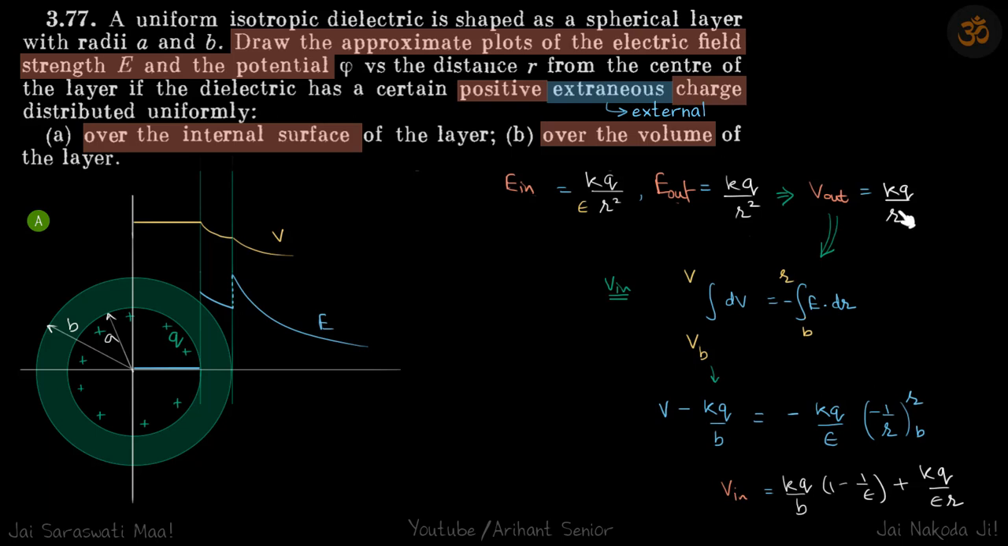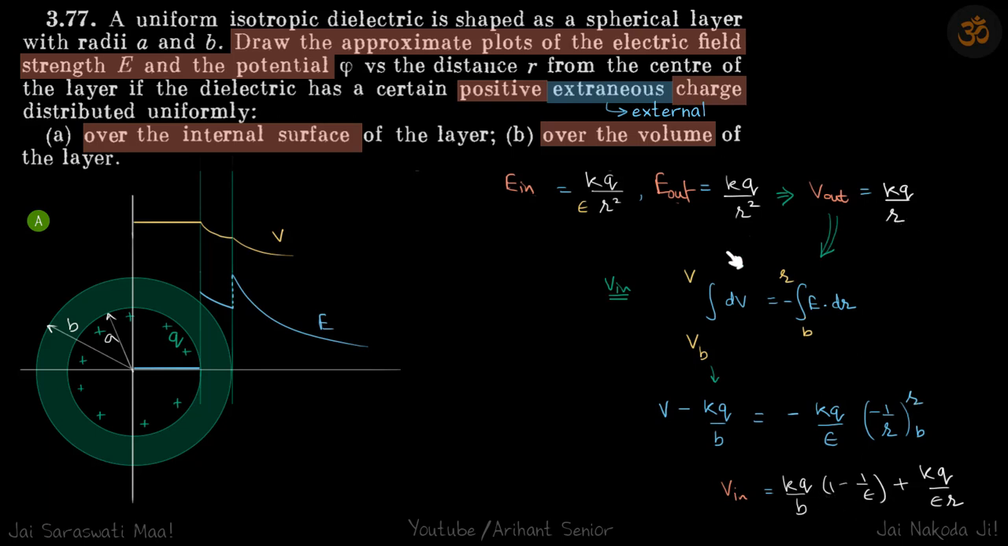And just to confirm, you can put the value of B here. If you put the value of B here, you will see that on the surface, the potential is going to be the same. This is kq by B, and if you put B here, these terms will get cancelled, and here also you will get kq by B. So this is always a good way to verify if you are getting the correct equations for the potential. So potential is a continuous function.